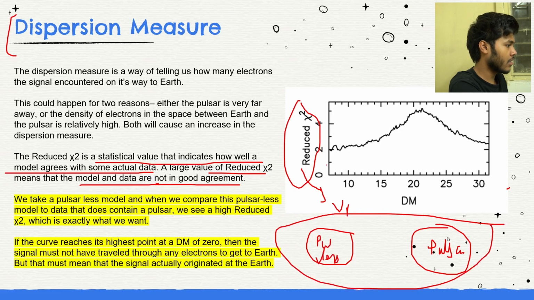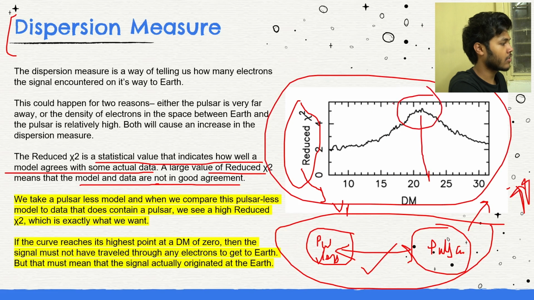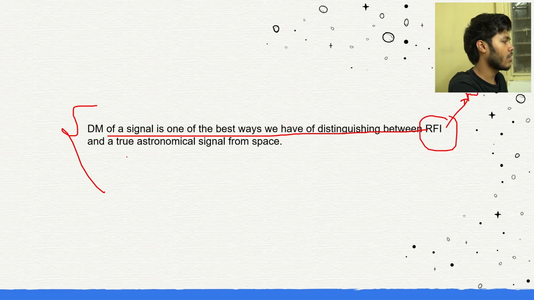So if we measure the reduced chi-square of the system, it will be higher because these models do not agree with each other. So if we see our graph at a certain DM, we are getting a high reduced chi-square. This means that it is a signal of a pulsar. The DM of a signal is one of the best ways we can distinguish between RFI, that is noise, and our real signal that we are seeing.